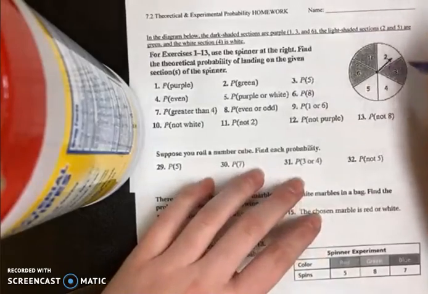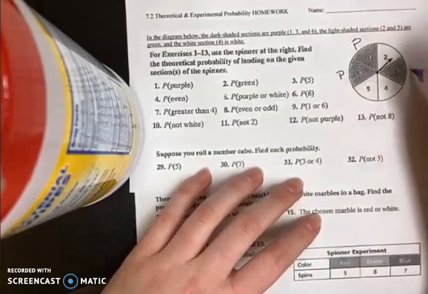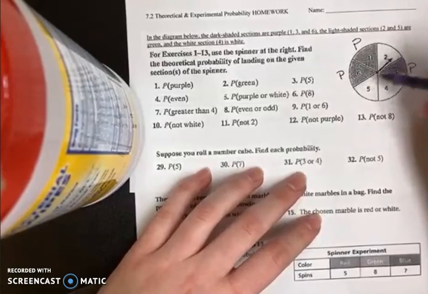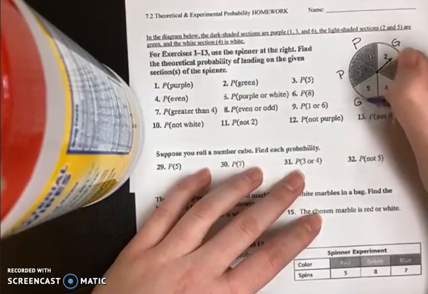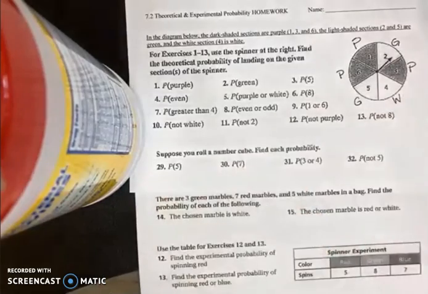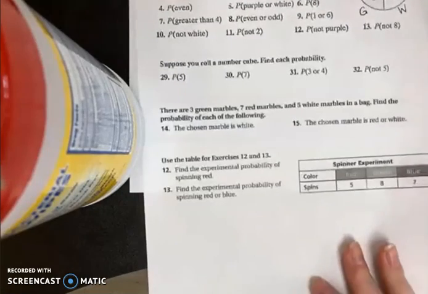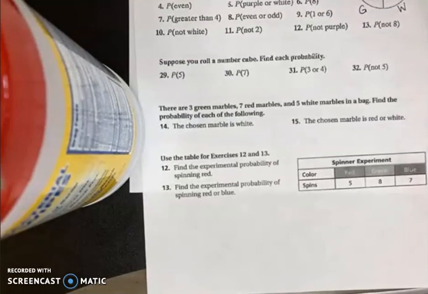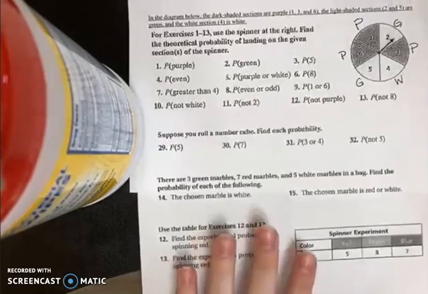These dark shaded sections are purple. These lighter shaded sections are green. And then that section right there is white. And I believe that was the only thing you couldn't clearly tell. So go ahead and try the homework and let me know if you have any questions.